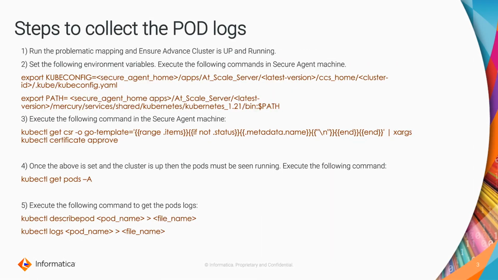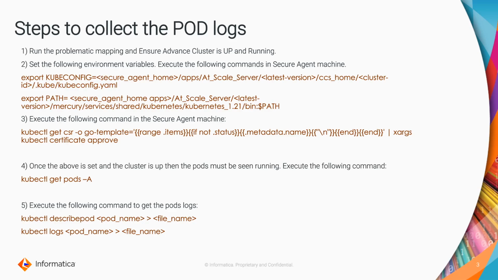So these are the steps to collect the pod log. As a first step, run the problematic mapping and ensure the advanced cluster is up and running. Once it is up and running, set these two environment variables, export KUBECONFIG and export PATH, from the secure agent machine. Execute this kubectl get csr command, and once you execute this command, execute kubectl get pods -a command. This command will list all the pods which are currently running in the Kubernetes cluster.